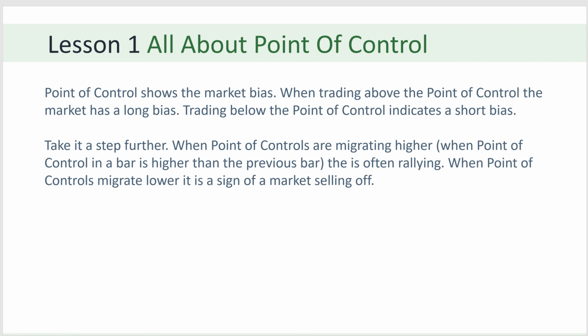Point of control also shows the market bias. When trading above the point of control, the market has a long bias. Trading below the point of control indicates the market has a short bias. Take it a step further.